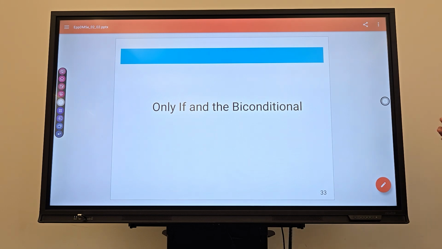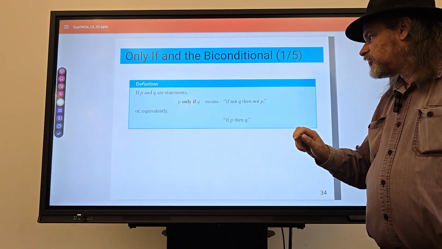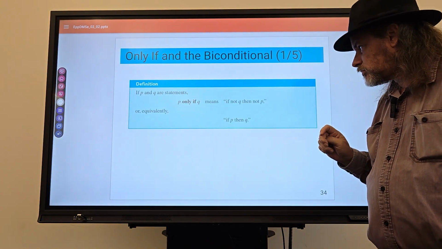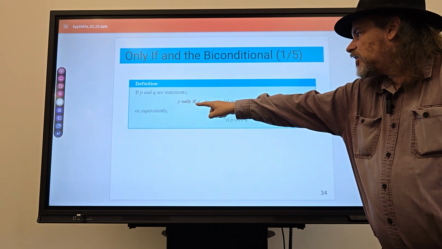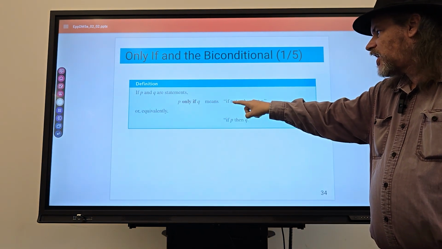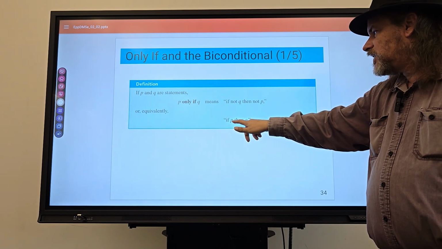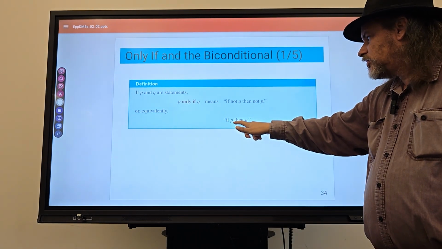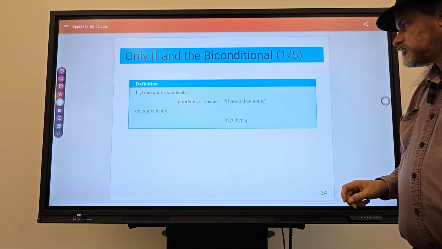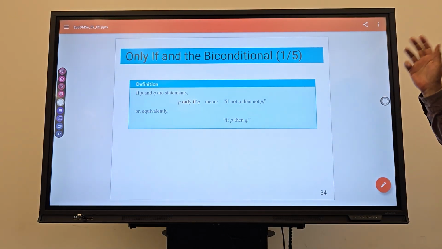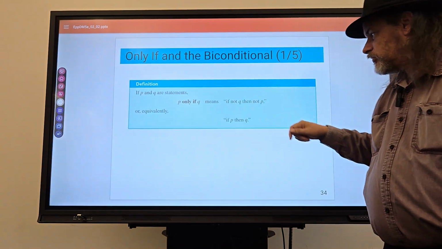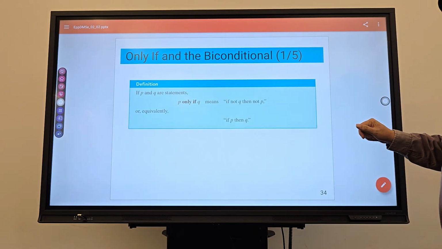Now, the only if and the biconditional. Okay. Got another screwed up slide here. P only if Q means if not Q, then not P. This should read not if not Q, then not P. It's a screwed up slide. Even publishers make typos.